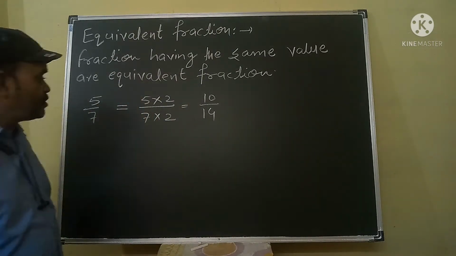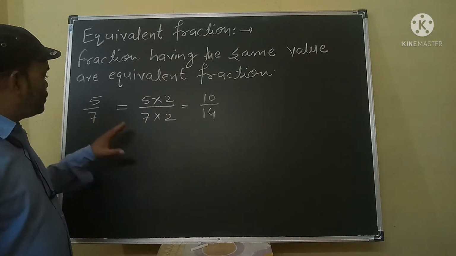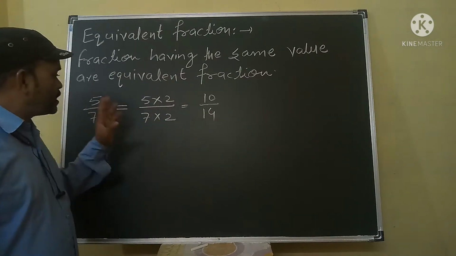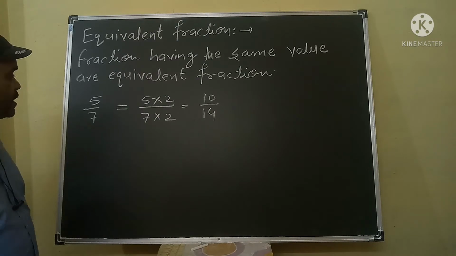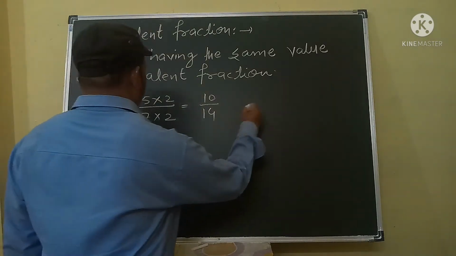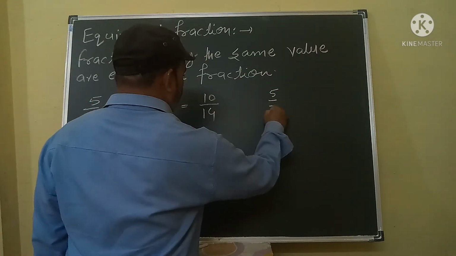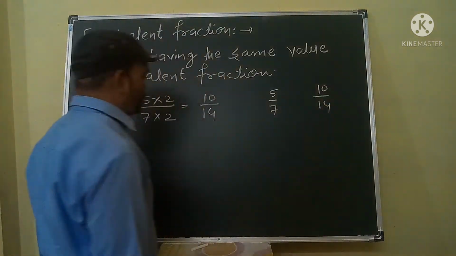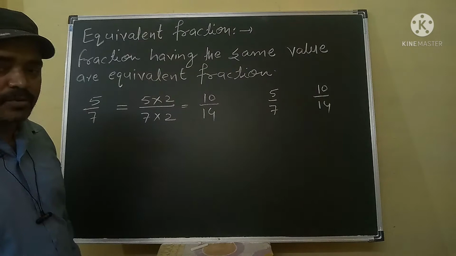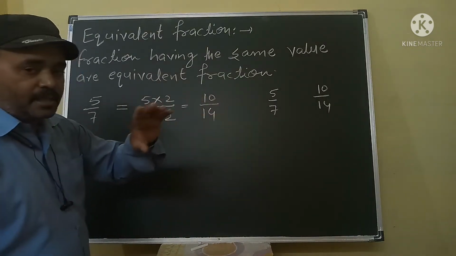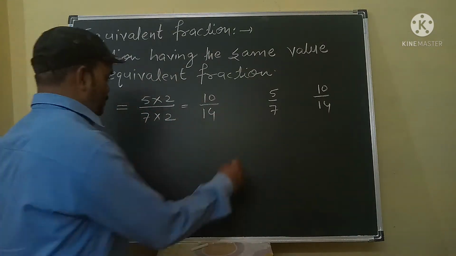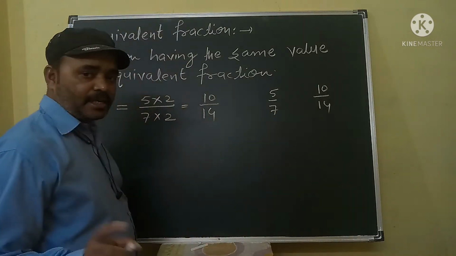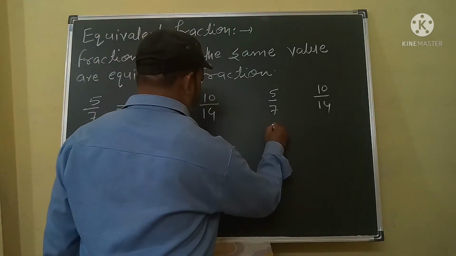And how will you check? How will you check these two fractions are equivalent? Now we will discuss. This is 5 upon 7 and this is 10 upon 14. Okay. Now what will you do? We will apply the cross multiplication.